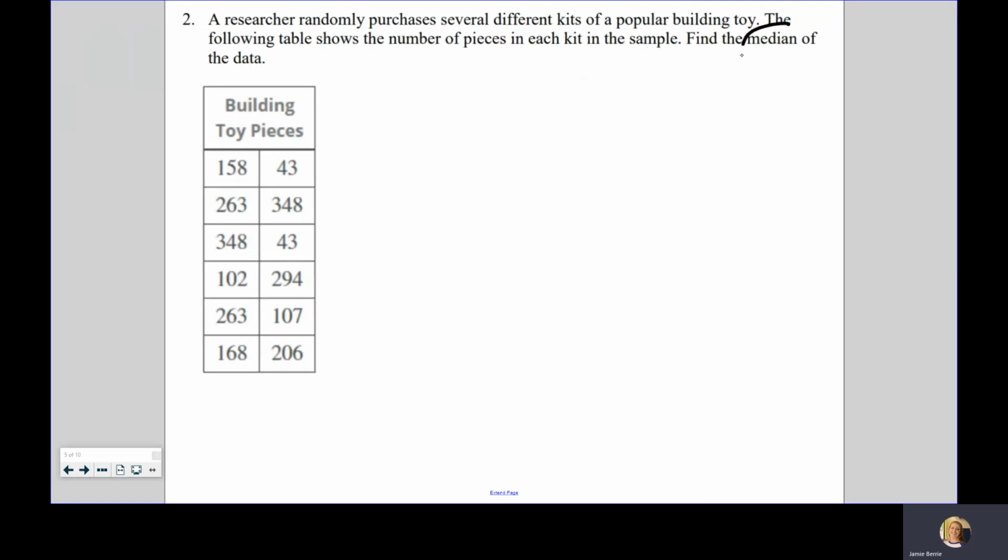All right, so they want us to find the median of the data set. That means that we need to list these in order from smallest to biggest. Definitely the smallest is 43. You can cross them off as you use them. 43 occurs twice. Our next biggest number is 102, and then 107. The next biggest number would be 158.